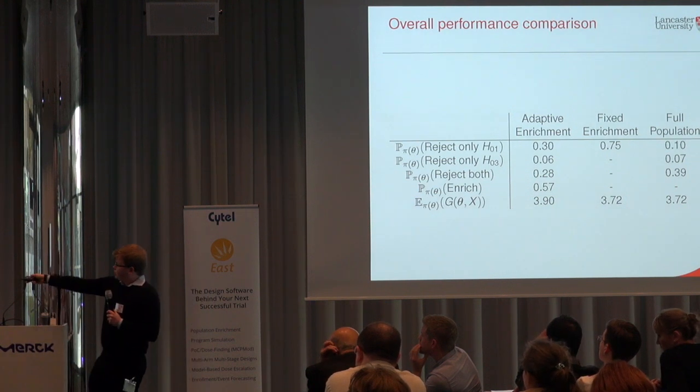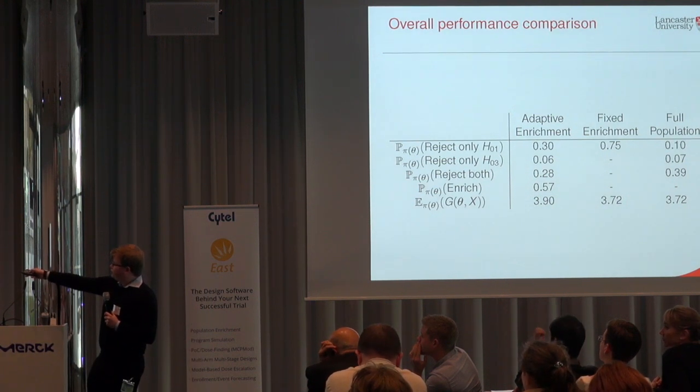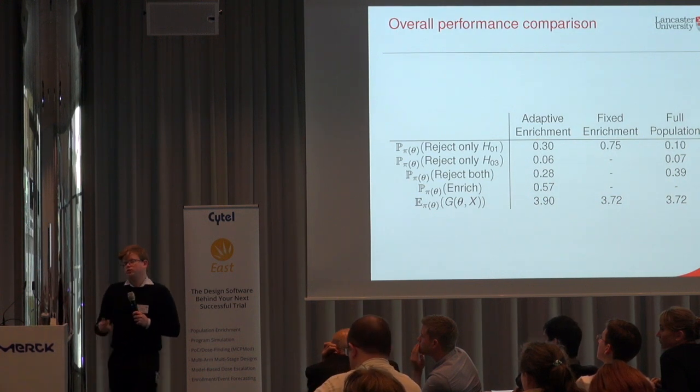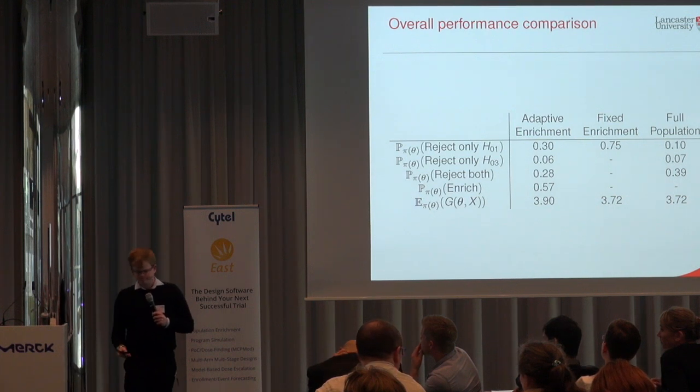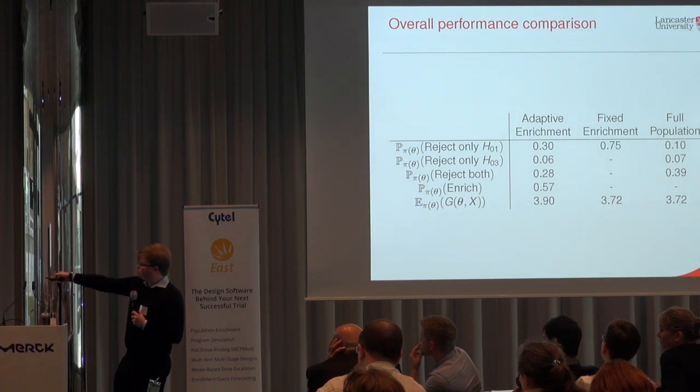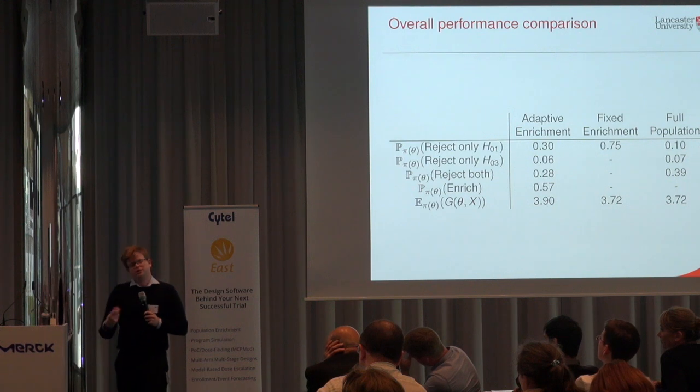For the adaptive enrichment trial, we can then see we've got a kind of compromise going on in terms of the probabilities of rejection between the fixed enrichment and the full population trial. And this is because we're enriching the trial around 60% of the time.